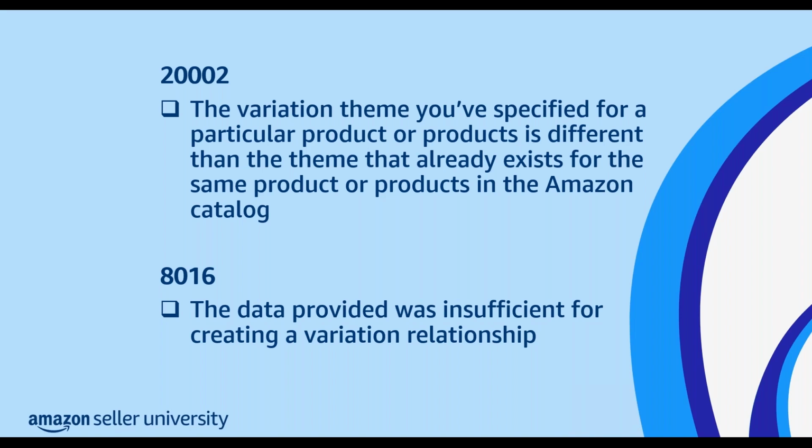An 8016 error means that the data provided was insufficient for creating the variation family. This means either the theme didn't match all products or there were missed values for the variation theme attributes on your file.